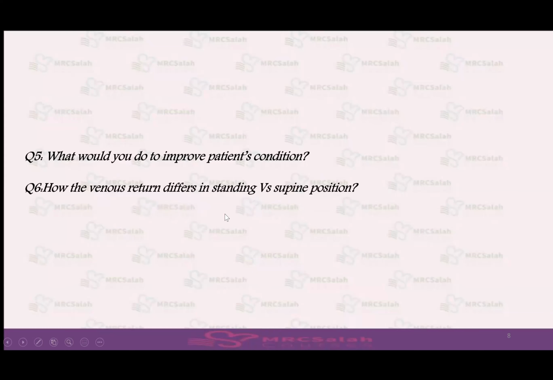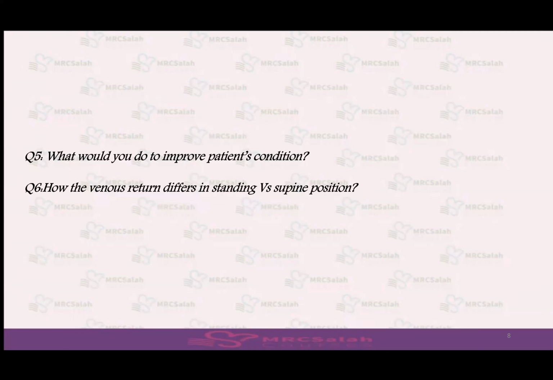Okay, how does the venous return differ in standing versus supine position? In standing, there would be the effect of gravity, as when the patient stands, the blood pools in the peripheries and lower limbs, which increases the resistance and also prevents the blood from going back to the IVC. Then it will cause lower venous return and will cause the hypotension.